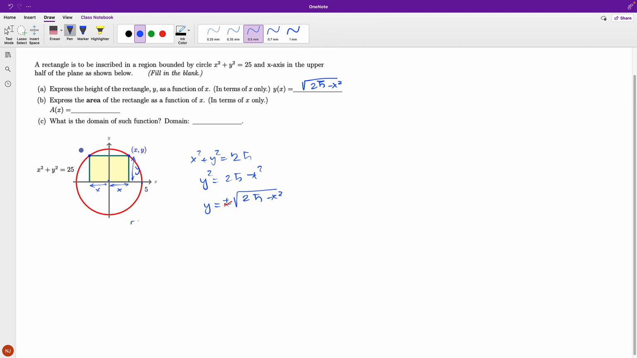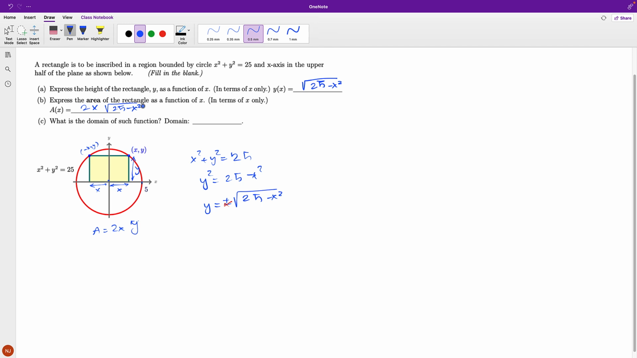And basically, this is going to be negative x and y. So the length still is x, not negative x. And so what I have is area is equal to 2 times x times y. And y in terms of x is there. So it's going to be 2x times the square root of 25 minus x squared.